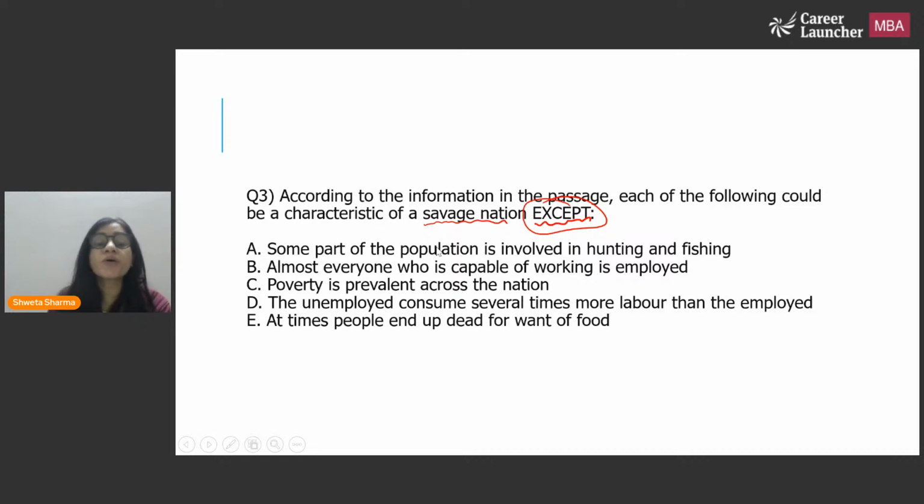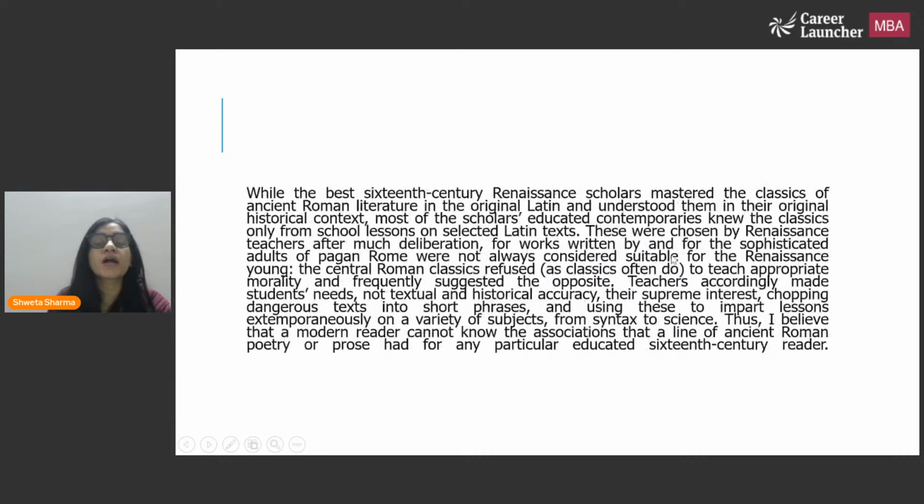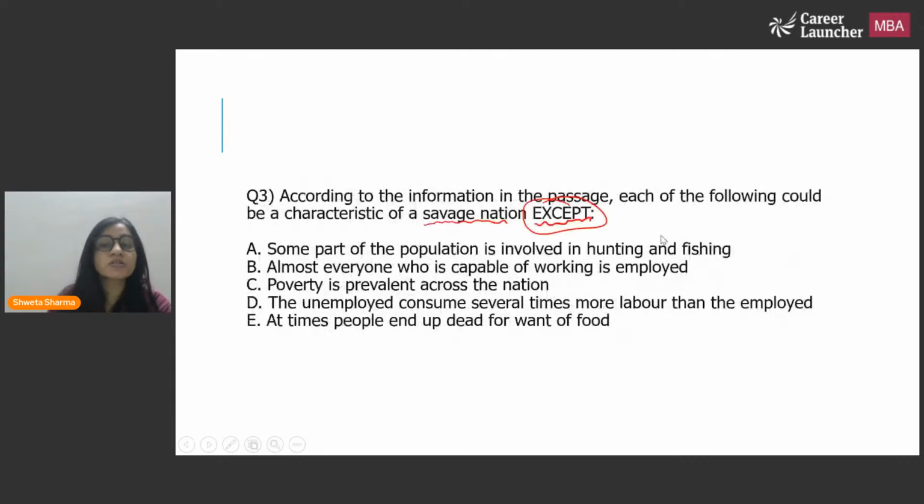He says some part of the population is involved in hunting and fishing. How can you say that some part of the population is involved in hunting and fishing? Right? So this is not referring to the profession of any. Almost everyone who's capable of working is employed.